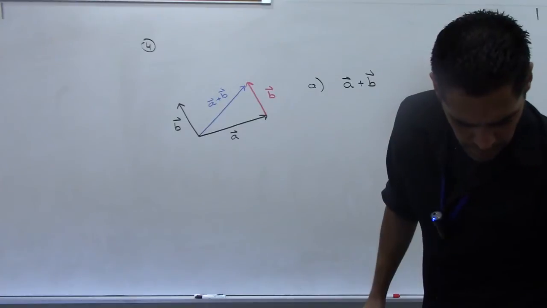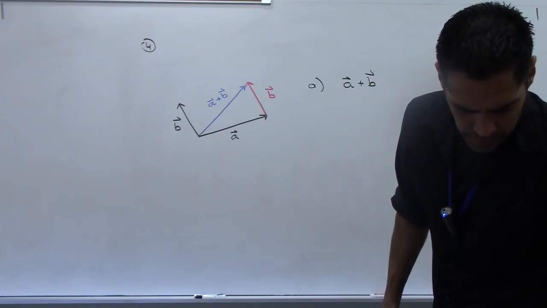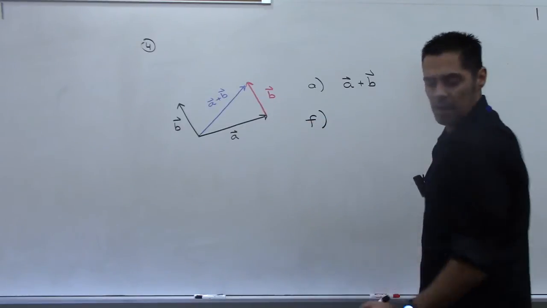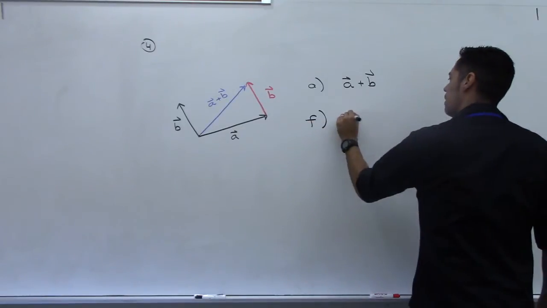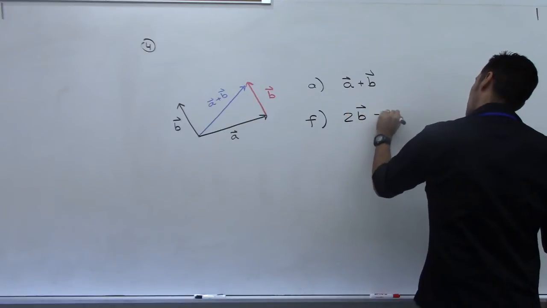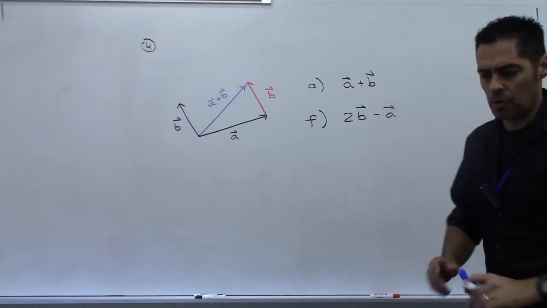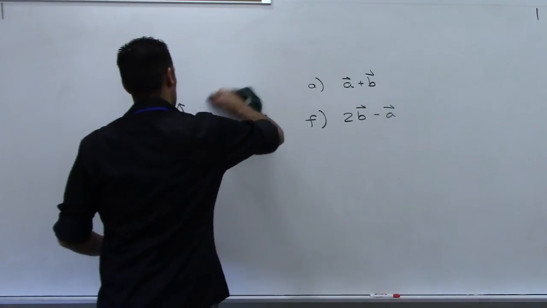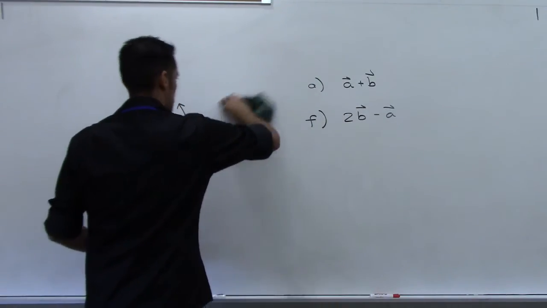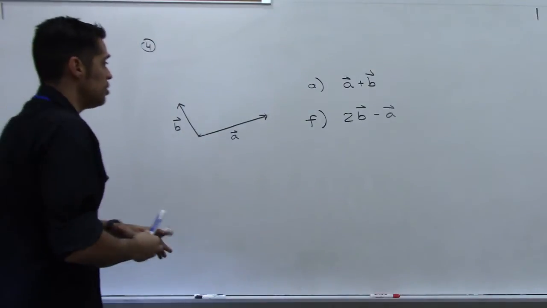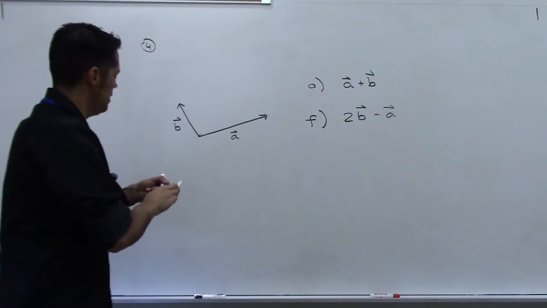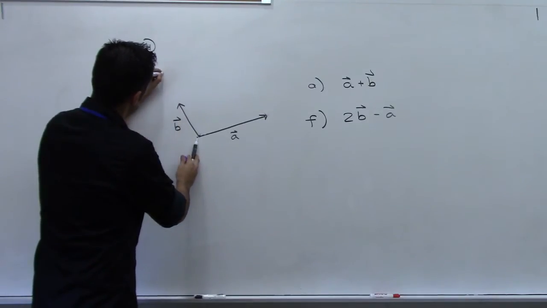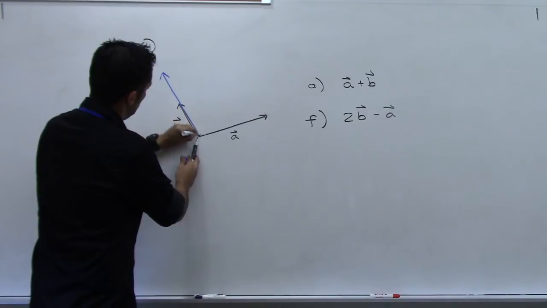Let me do part F. I'll let you do all the others. F is 2B minus A. So I'll start with a new drawing. All right. So first of all, what is 2B? Well, here's B. Twice B, all it does is double its length. So there's 2B.